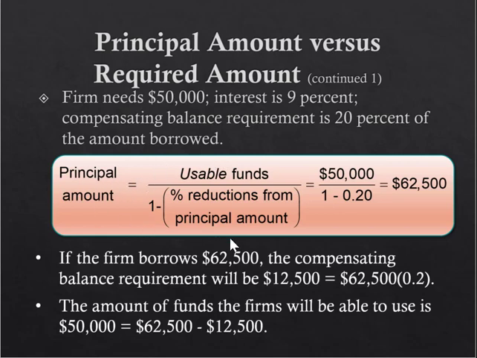So the usable funds, this is a base calculation: $50,000 is the amount that we need to use. And we're going to put that over 1 minus the reduction from the principal amount associated with the compensating balance, so 1 minus 20%. That gets us $62,500. If the firm borrows $62,500, the compensating balance requirement will be $12,500, which is $62,500 times 20%. The amount of funds the firm will be able to use is $50,000, which is the amount that they borrowed minus the amount that's sitting in the compensating balance.